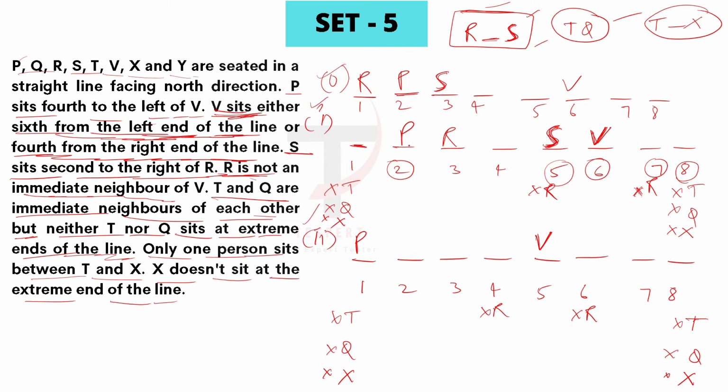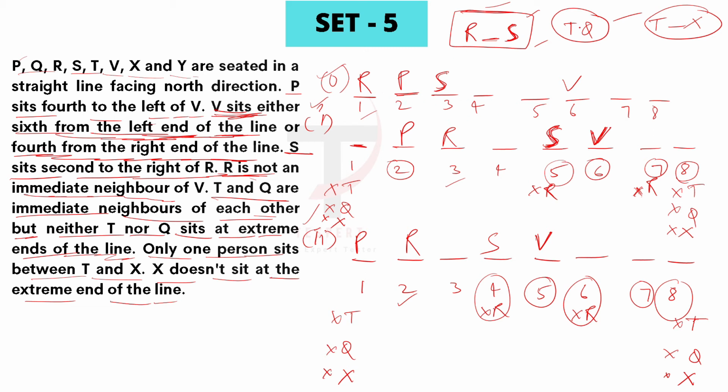Now in case 2, where can be the positions of R and S? R cannot be at 4, R cannot be at 6, cannot be at 7, cannot be at 8, cannot be at 5. R can be at 2. If R is at 2, S will be at 4. Alright, so there are no other cases where we can place R except at 2, at 3 and at 1. So these are the three maximum possible cases. So we fixed R and S.